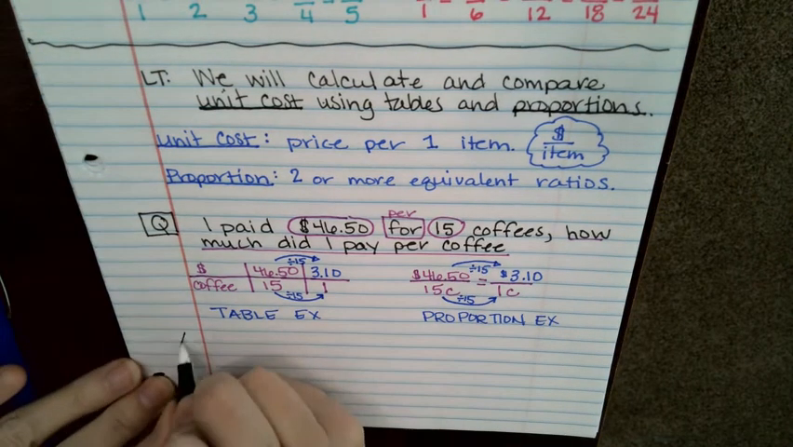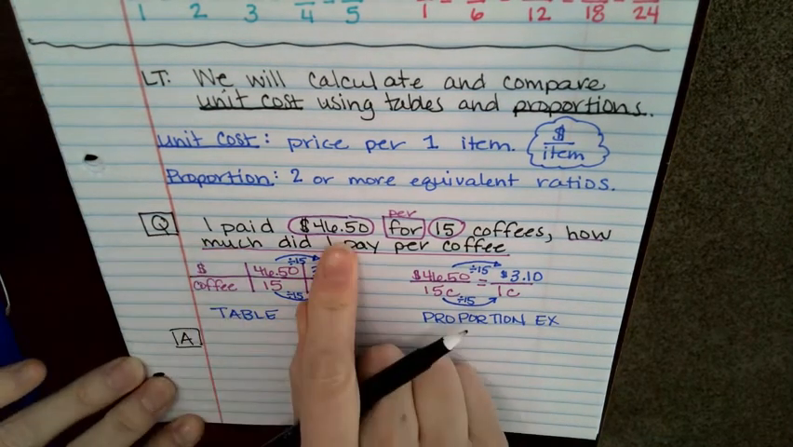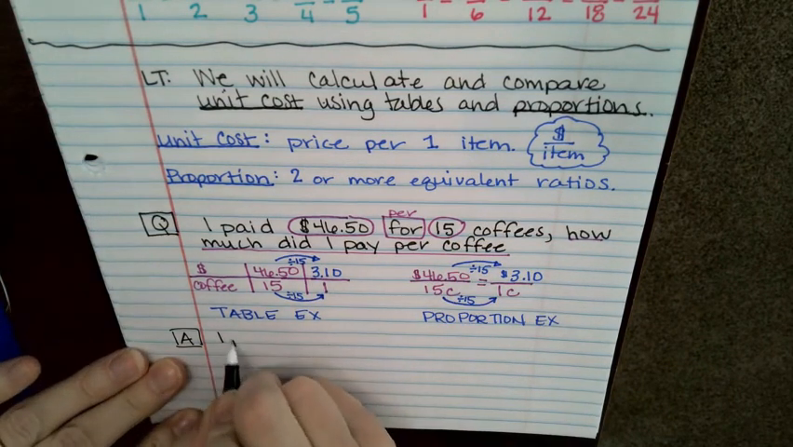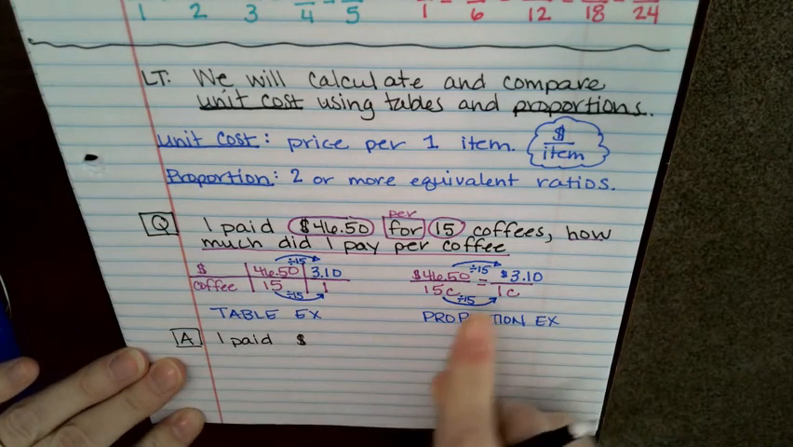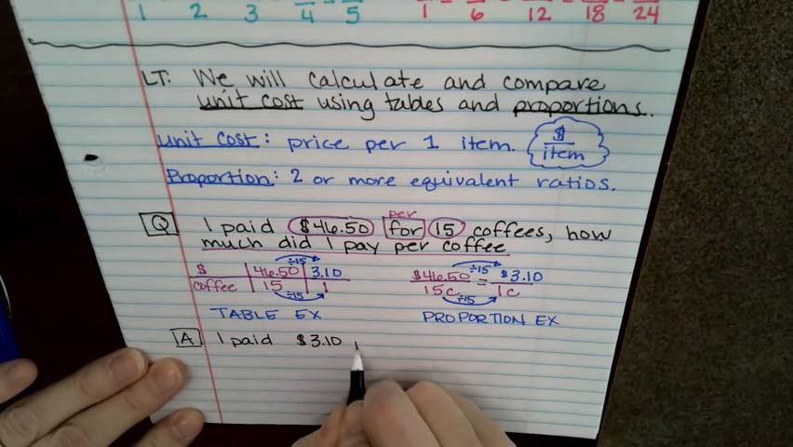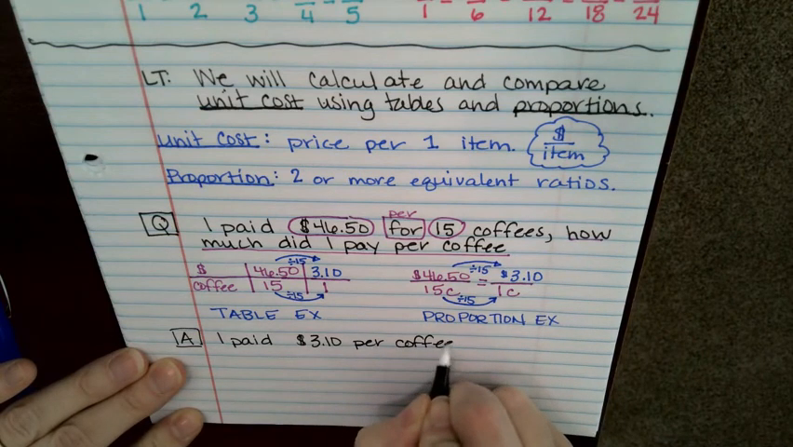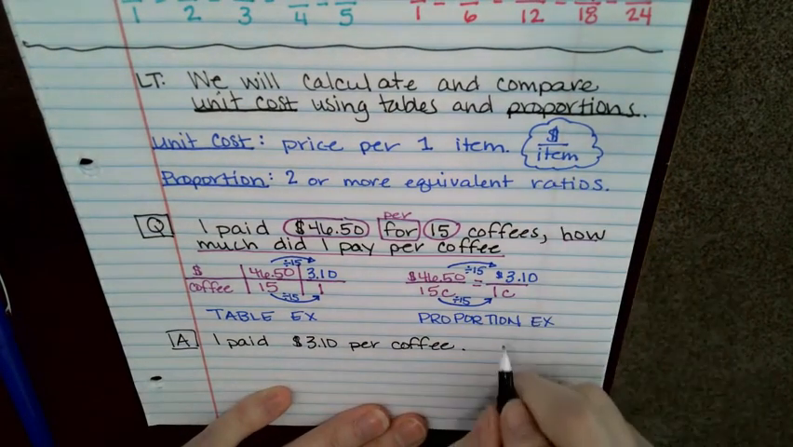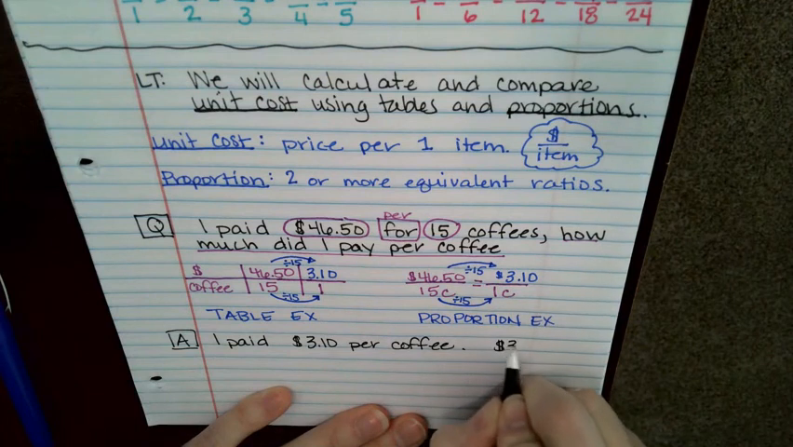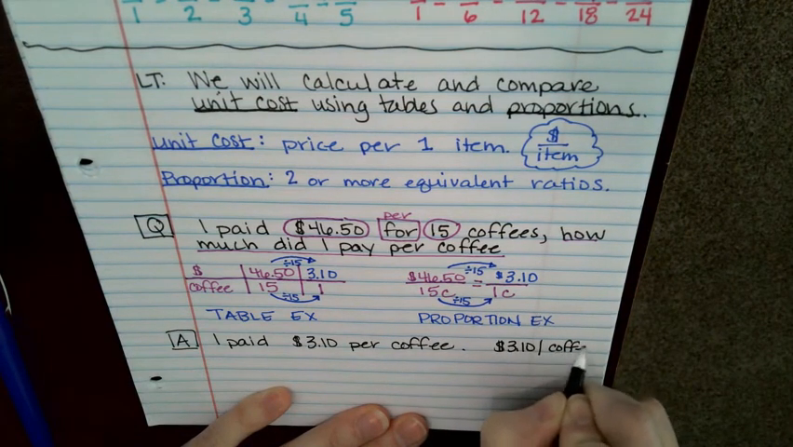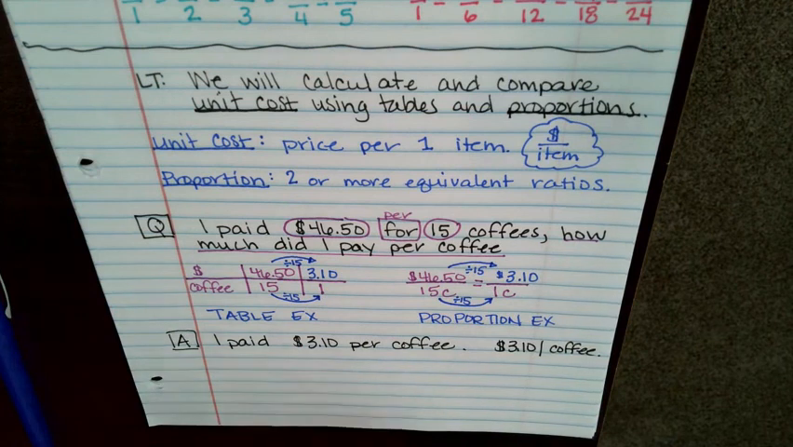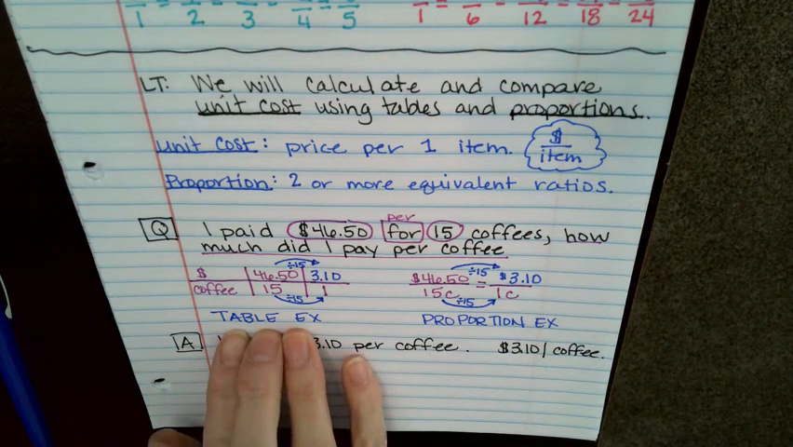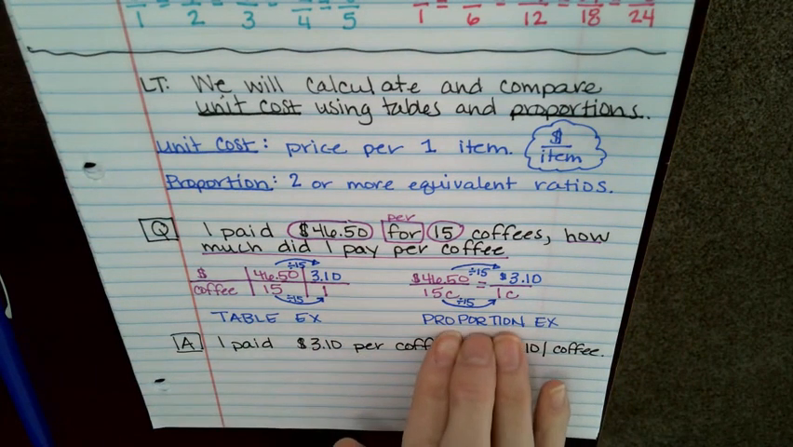So here's our answer. Here's how we would answer this question. I paid $46.50 for 15 coffees. How much did I pay for one coffee? And you would say, I paid $3.10 per coffee. And we can also write this like up here. We can say $3.10 per coffee, just like that. All right. So this is how to find your unit rate or your unit price using a table and using a proportion.